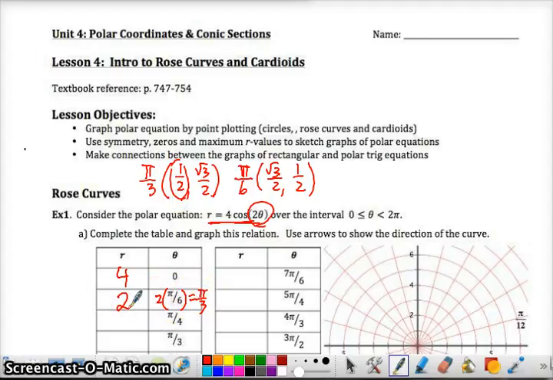So go ahead and continue. Pi over 4, you're going to multiply that by 2. 2 times pi over 4 is pi over 2. What is cosine of pi over 2? It's 0. So continue, fill out the chart. If you want to try the polar graph, go ahead, and then check back with me when you're done.